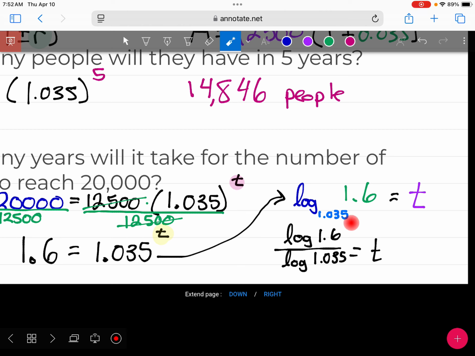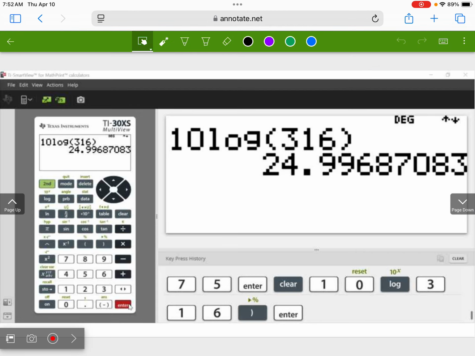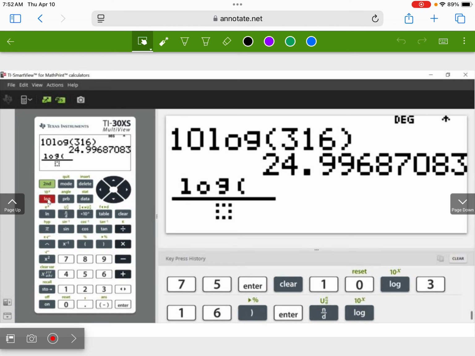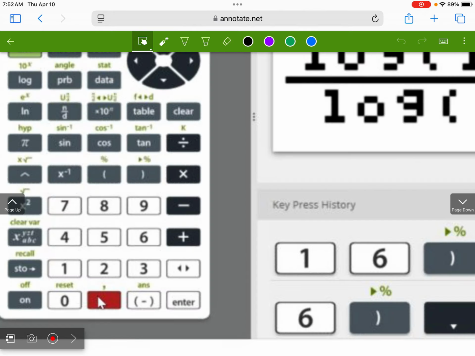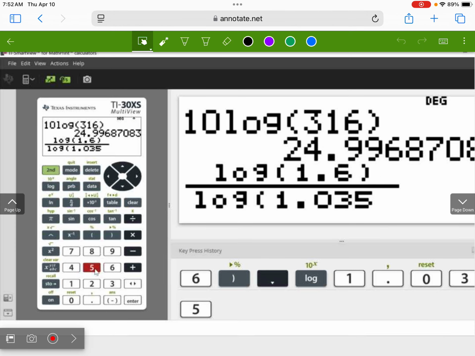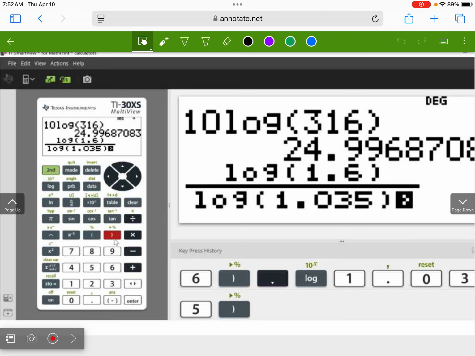We have to change the base because I can't actually type this in the calculator as it is. We don't have any way to type a base of 1.035 in the calculator. The only logs we have on the calculator are the common log up here and the natural log here. We don't have log with a blank base. Most calculators don't have that option. There are some that do, but there are not many. So we can do log with our 1.6 over our log of 1.035, or you can do it with ln. It genuinely does not matter which one you do as long as we don't mix and match.